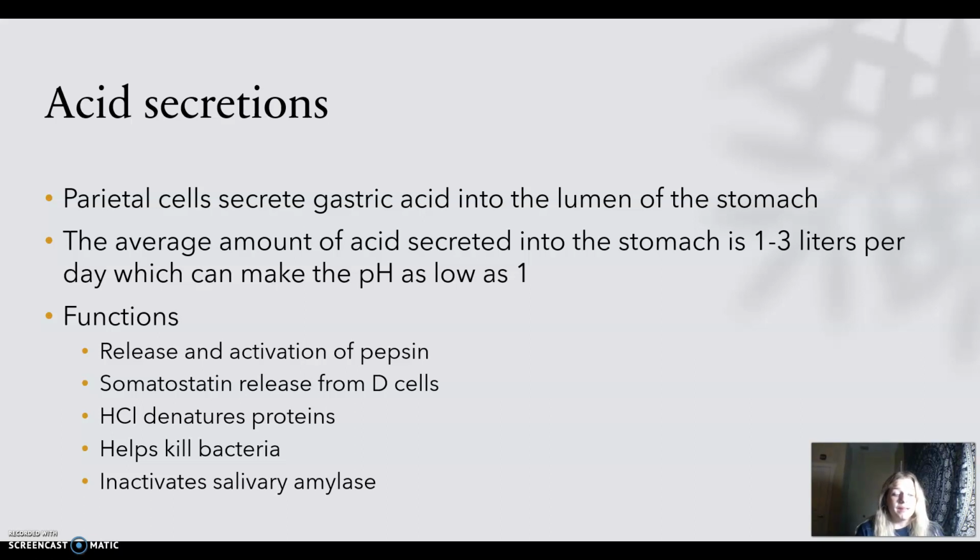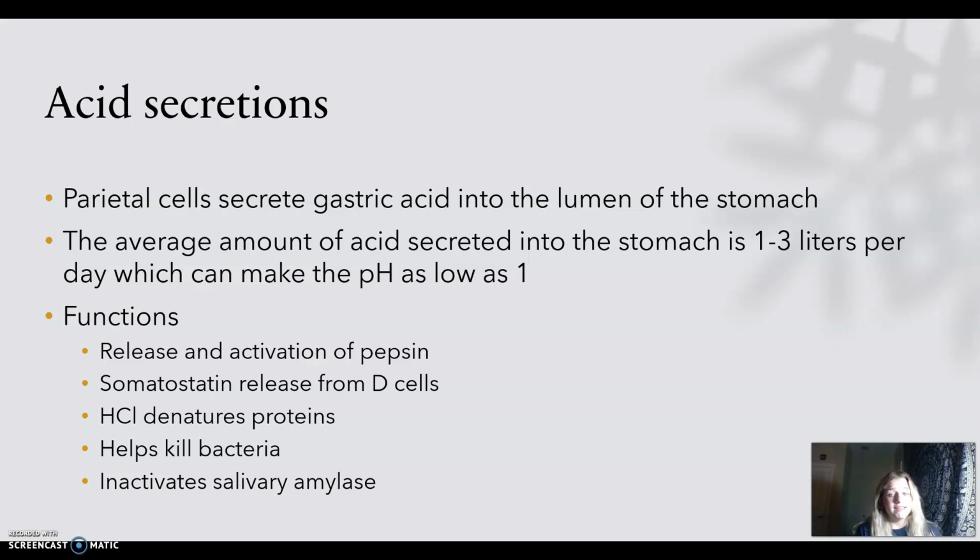The cytoplasmic pH of parietal cells is around 7.2, which means that hydrogen ions are being pumped against the gradient into a more concentrated area. So the functions include the release and activation of pepsin, which digests protein, and somatostatin, released from D cells, which I will talk about more in the upcoming slides.